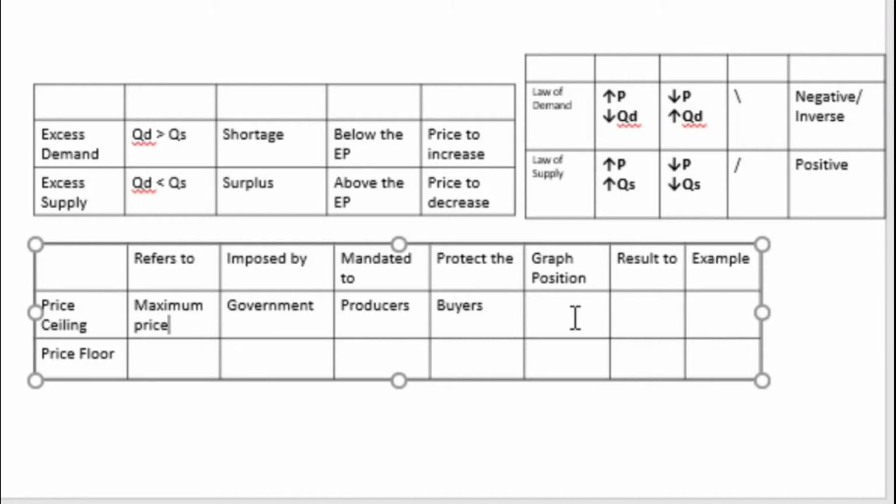It's mandated. And then the graph position is more of, you remember, it's above the. Yeah, am I correct about that?